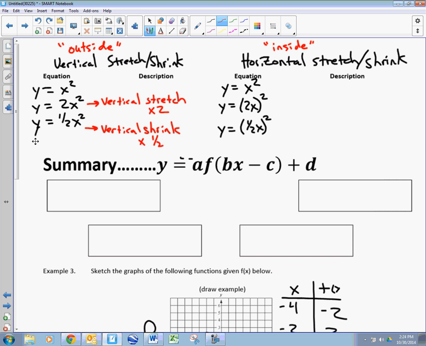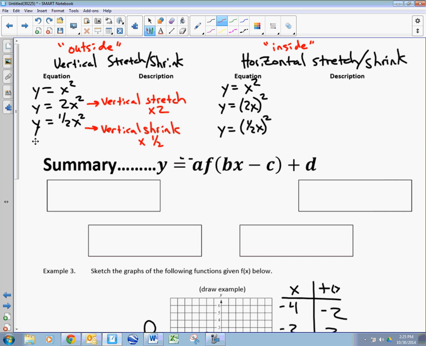Now, here's what you have to understand. If I have a parabola, and I'm going to take that and shrink it vertically, what happens to it horizontally? It expands, right? It stretches. And if you take a parabola and you stretch it vertically, what's going to happen horizontally? It's going to draw together. It's going to compress. It's going to shrink. Okay?